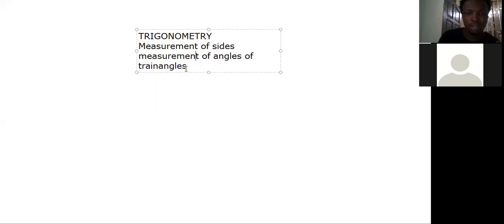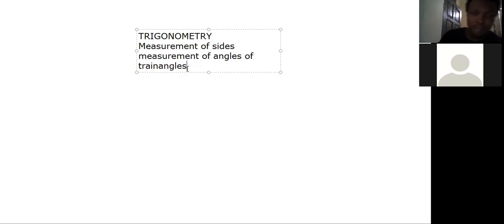So these are one or two things we are going to talk about. And then from there, we are also going to talk about the applications. They are normally applied in the engineering fields, and so on. So basically, that's what we are going to talk about.